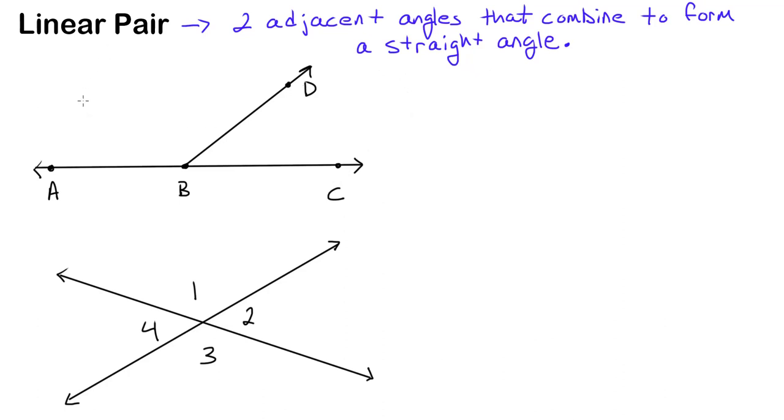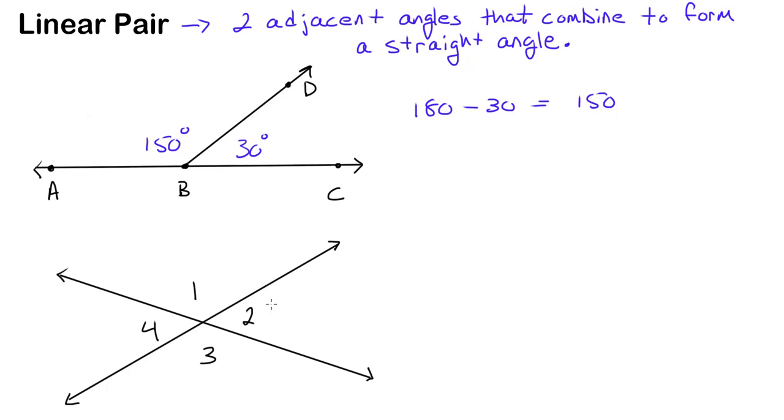So what's cool about a linear pair is if you know the measure of one angle, let's say I tell you that angle DBC measures 30 degrees, you can automatically find the measure of the other angle in the linear pair because you know that those two angles have to have a sum of 180 degrees. So I can find the measure of angle ABD by very simply subtracting 30 from 180. So I know that angle ABD has to measure 150 degrees because 150 plus 30 is 180, and these two angles are a linear pair.